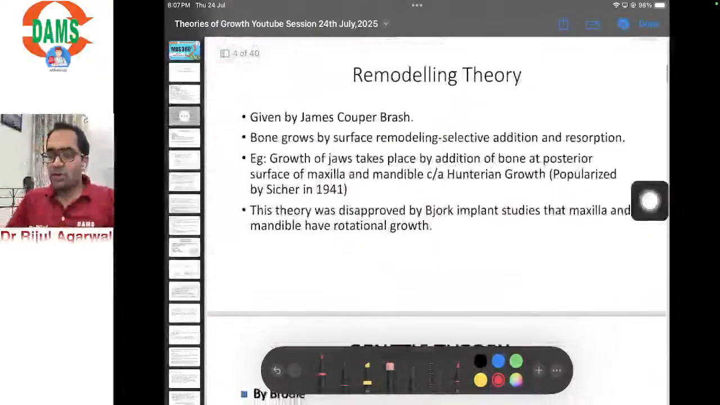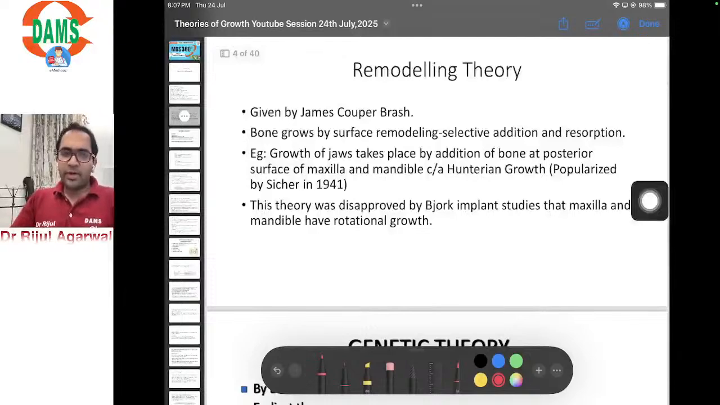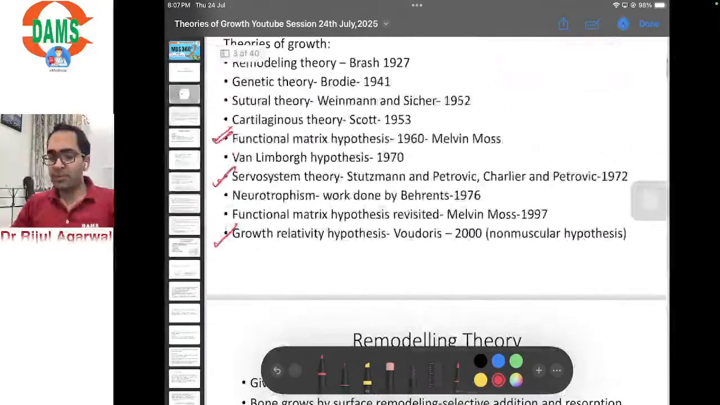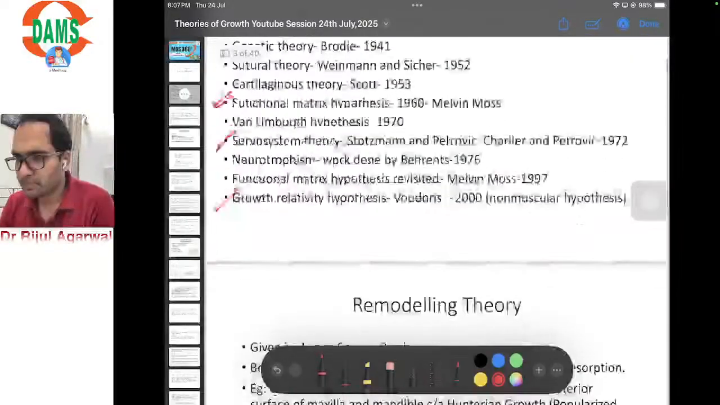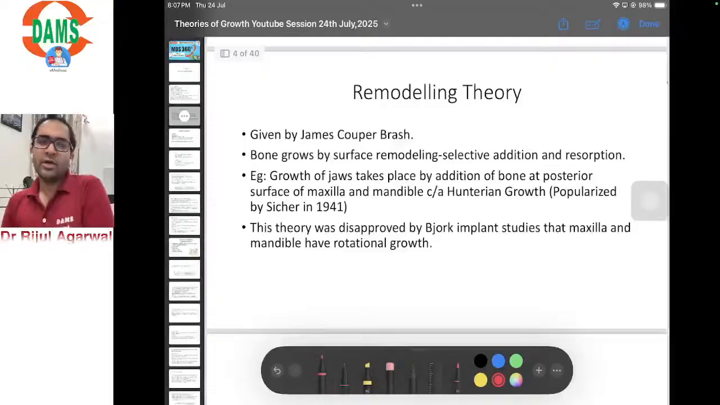Okay, so a lot to cover in a very small amount of time. So I'll be rushing through the initial theories, and my more focus will be on these three, that is the functional matrix, the servo system, and the growth relativity hypothesis. So beginning with the remodeling theory given by James Cooper Brash.